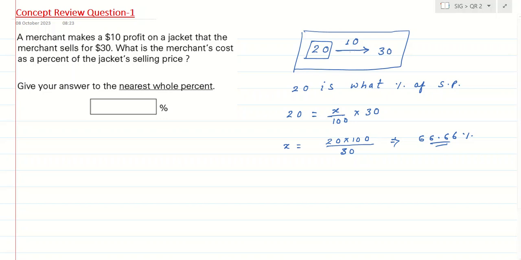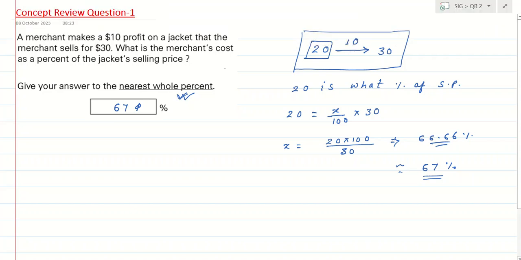In the GRE, the condition is given: nearest whole number. If you put 66.66 in this box, the system will take a wrong answer. So nearest whole number, what should it be? I can say 67%. Correct? So my answer is 67%. Make sense?